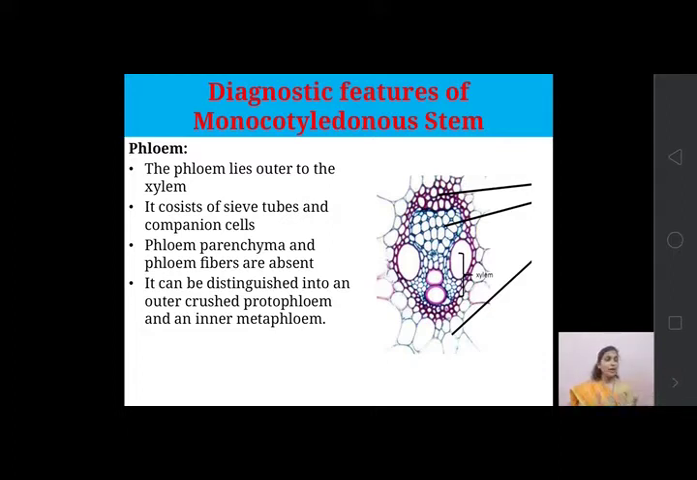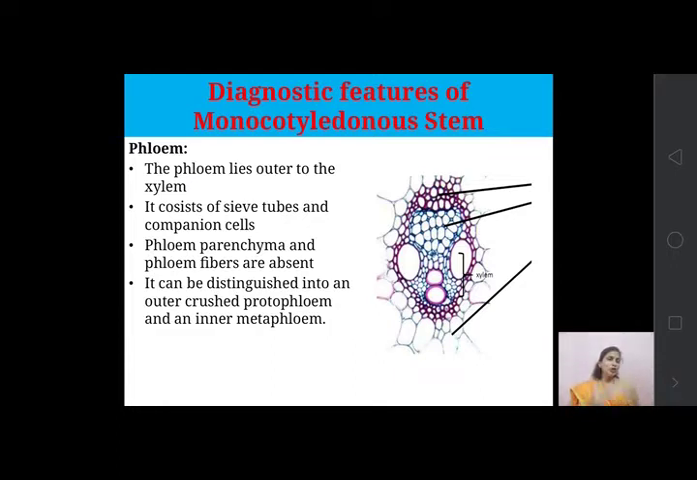Then below the epidermis, there is a multilayered hypodermis, which is made up of thick-walled sclerenchymatous tissues, and there are patches of chlorenchymatous tissues also. Since the hypodermis is multilayered sclerenchymatous, it again gives protection to the internal tissues, and it also prevents the evaporation of water. The epidermis of the stem, if it is in young stage, is green in color, and it also contains chlorophyll pigments and stomata.